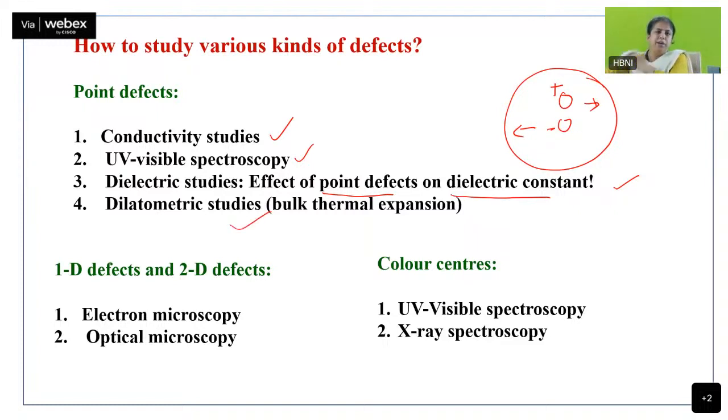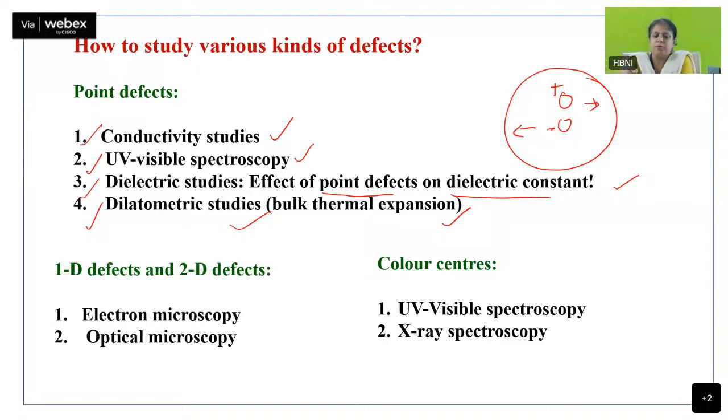Dilatometry, what is dilatometry? Dilatometry is nothing but studying the thermal expansion of the material. So by thermal expansion we can also study the defect. Suppose you have vacancies and you are heating it, and your bonds are expanding. But if there are vacancies, they will act as a buffer. They will try to absorb that expansion, and that will have an effect on your thermal expansion coefficient. So dilatometric, dielectric, UV-visible, conductivity is not an exhaustive list, but some of the studies that you can use to understand your defects. Okay.